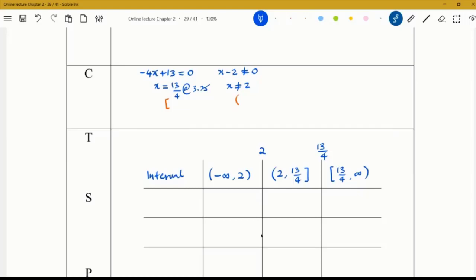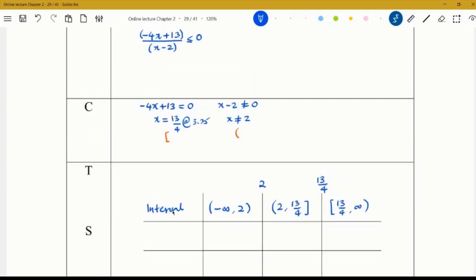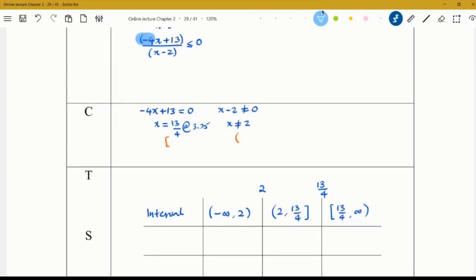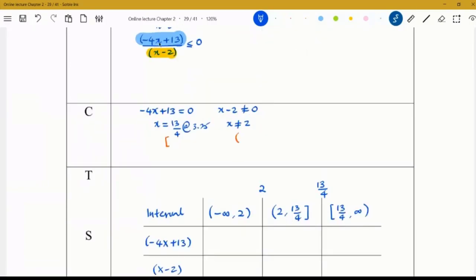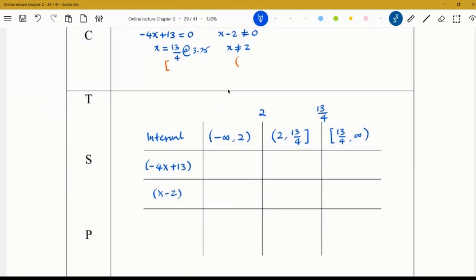Okay, itu interval. Second row kita akan letak factors. First factor, negative 4x plus 13. And then the third row adalah kita letak second factor, x minus 2. Okay, the last row adalah the whole thing equation yang kamu ada dekat sini, negative 4x plus 13 divide by x minus 2. So ini adalah bahagian product of sign.